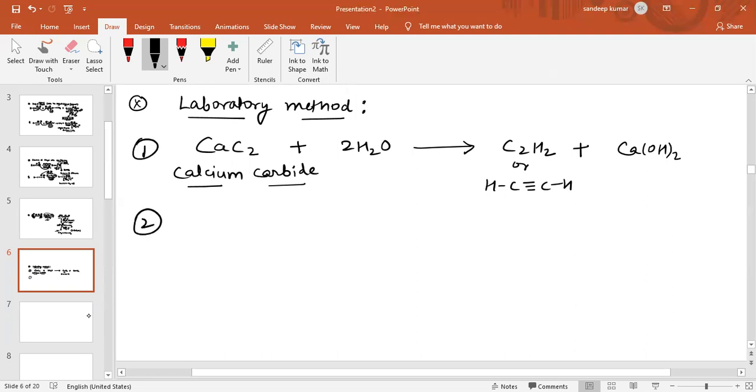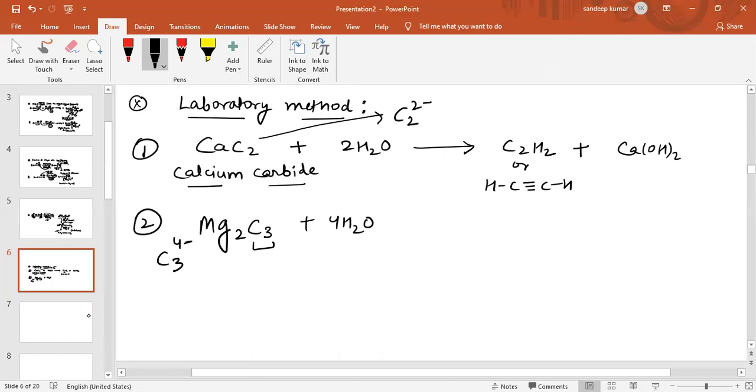Now see the next reaction. The next reaction is by using magnesium carbide. The magnesium carbide is Mg2C3. This is again a carbide ion, carrying C3 atoms with a -4 charge, while in the earlier case the carbide ion has C2 atoms carrying a -2 charge.